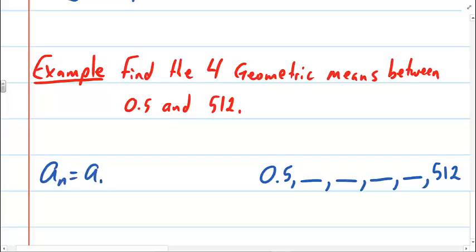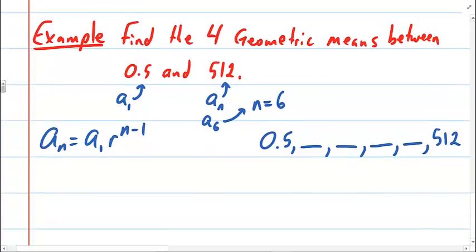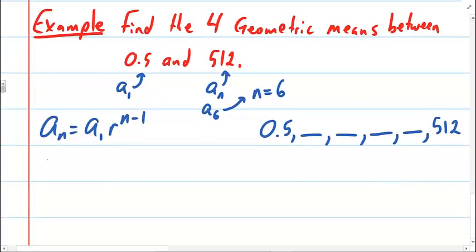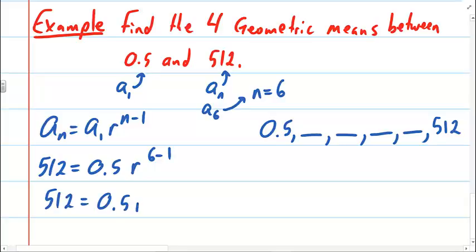A sub n equals a sub 1 times r to the n minus 1. A sub 1 is 0.5. A sub n is 512, and look over here to the right, it's actually the 1, 2, 3, 4, 5, 6th piece, right? Which means that n is going to equal 6. Okay, if I plug this stuff in now, a sub n is going to be 512 equals 0.5. I don't know r, and this time it is to the 6 minus 1. Okay, so it's 512 equals 0.5 r to the 5th.